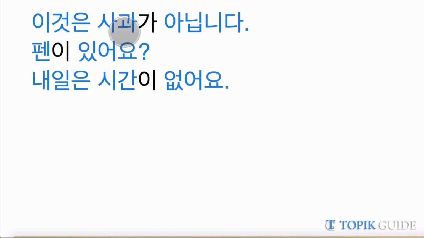Also when we use 있어요 or 없어요. 있어요 and 없어요 mean to have or not to have, or to exist or not to exist. So with 있어요 and 없어요 also, we always use 이 and 가. Like 펜이 있어요, do you have a pen? In spoken language, sometimes people drop these particles. They can just say 펜 있어요, that is fine. But when you write, you must use the particles. So 펜이 있어요, 내일은 시간이 없어요. Tomorrow I don't have time. So you always use 이 or 가 before 있어요 and 없어요.